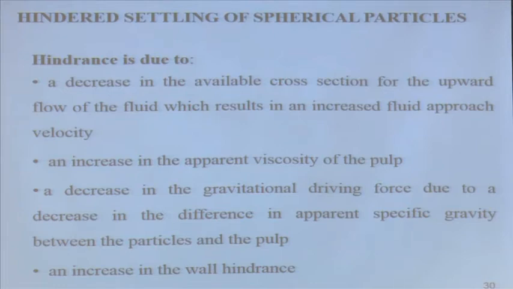So, I have a problem now. That will also be reducing my parameter, because that component will go up. So, mg minus mg into rho f by rho p will go up. So, my difference will be less. So, my net velocity will be less.